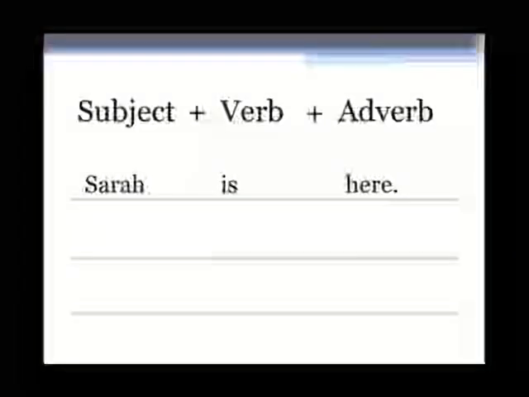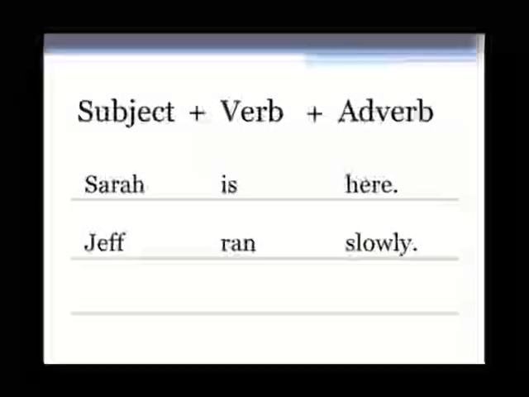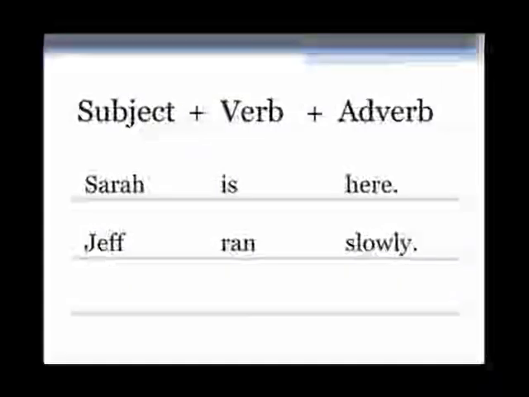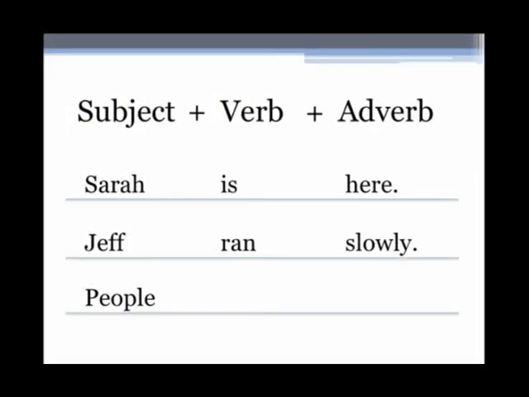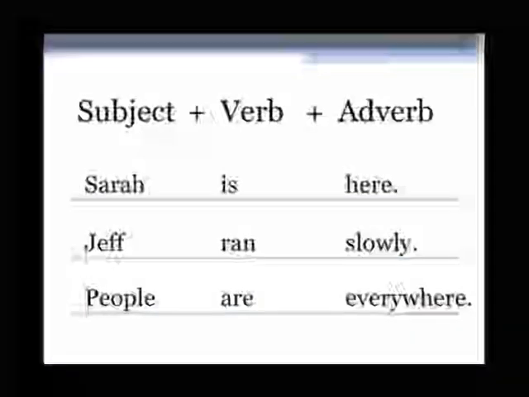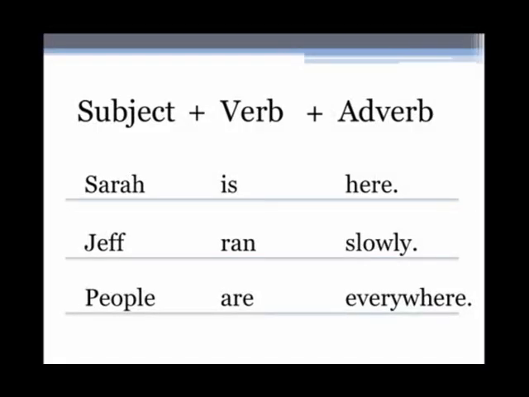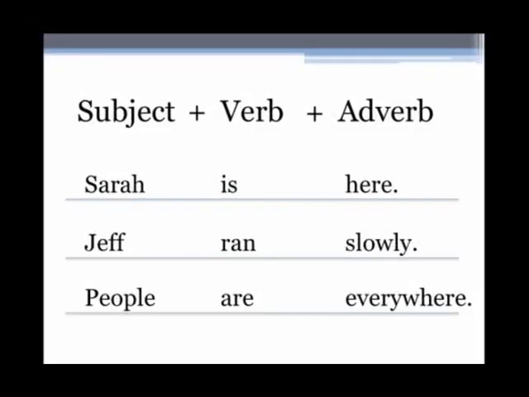Another sentence is, Jeff ran slowly. This sentence tells us how fast Jeff ran. People are everywhere. As you can see, these sentences all have a subject, a verb, and an adverb.